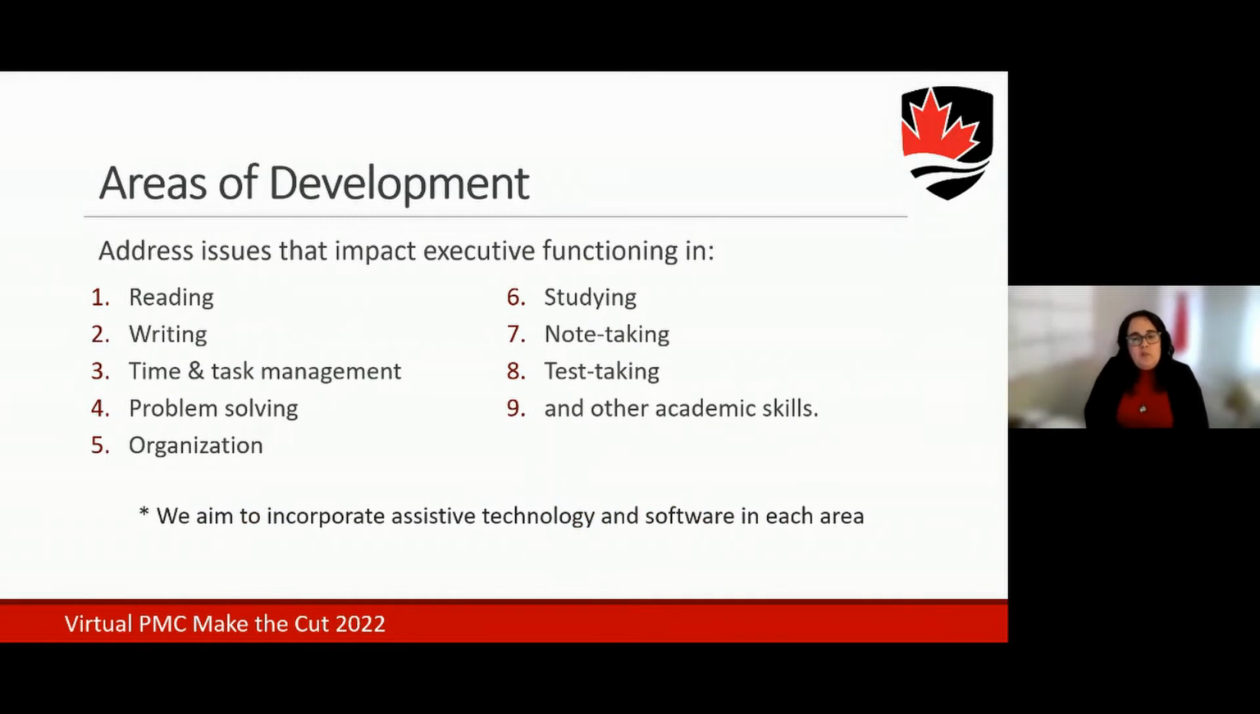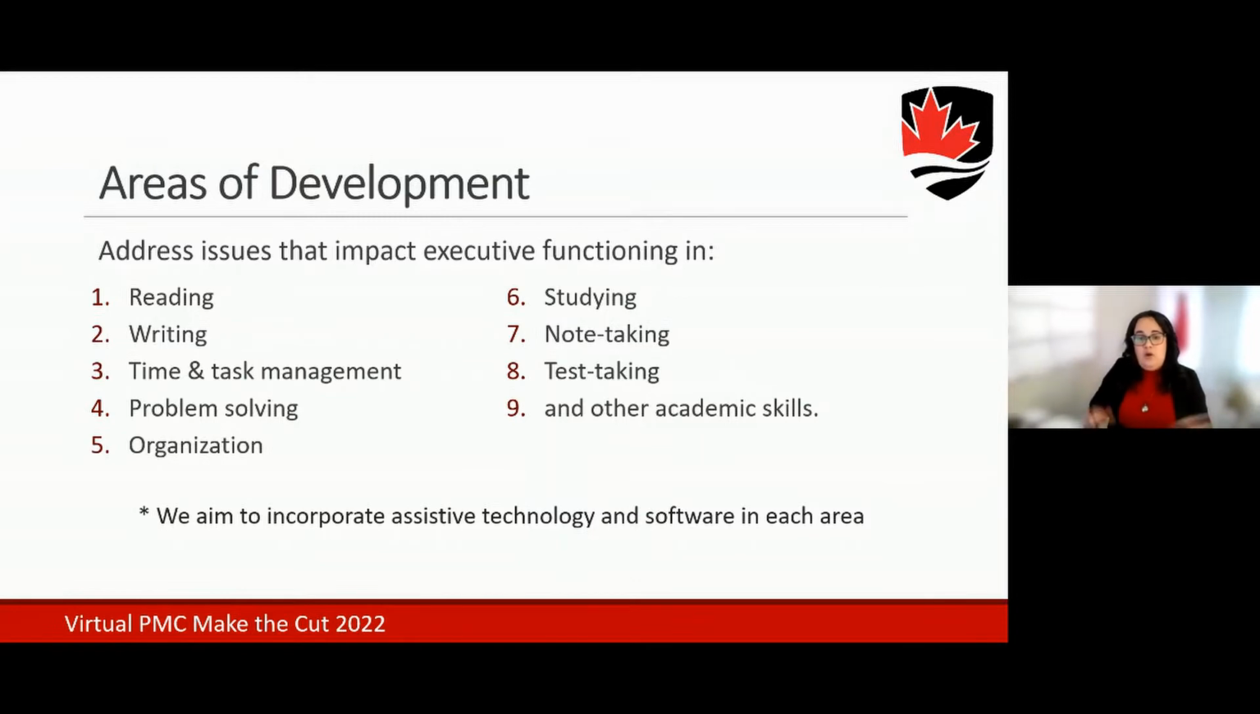The areas of development that we often address with students are things like reading strategies, writing strategies, of course, time management and task management, problem solving, organization, studying, note-taking, test taking, and other academic skills.